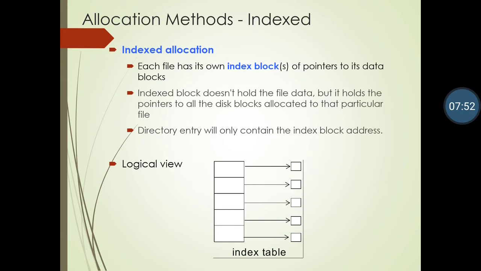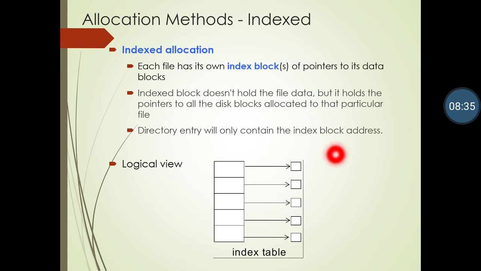The third method. So the first one is contiguous allocation. The disadvantages of contiguous allocation are overcome in linked allocation. Linked allocation has some disadvantages which are going to be overcome within this indexed allocation. Within indexed allocation, each file has its own index block of pointers to its data blocks. The index block does not hold the file data, but it holds the pointers to all the disk blocks allocated to that particular file. So the directory entry will only contain the index block's address.